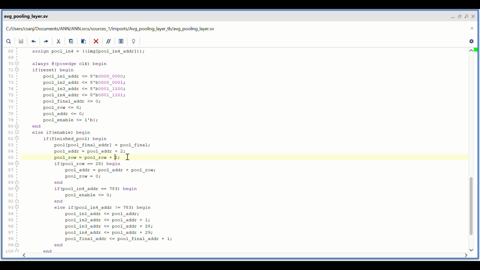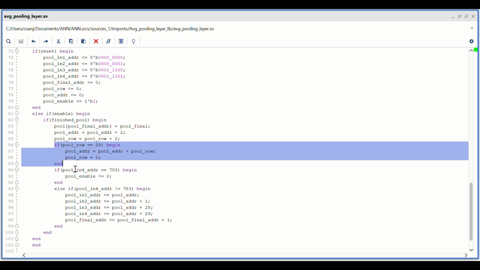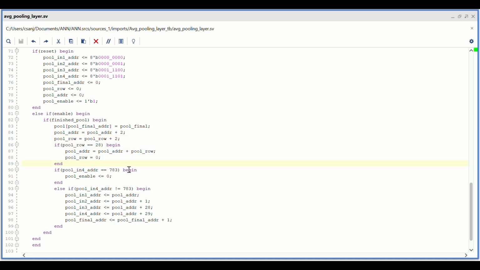Now, we have seen why we do +2 here: pool address +2, pool row +2. That is the way you are incrementing the address and the row. We have seen why pool row is maintained: you have to stride by 2 the moment you reach the end of your rows. We saw this previously with a numerical example. I have reached the end of the row, that is, my pool row has become 6, so I will come down by 2. To do that, I maintain this pool row by 2. Since my original image is of size 28 by 28, here I compare if pool row is equal to 28.